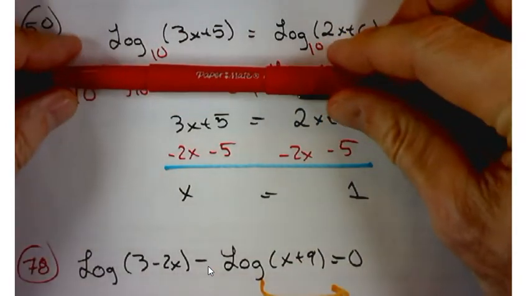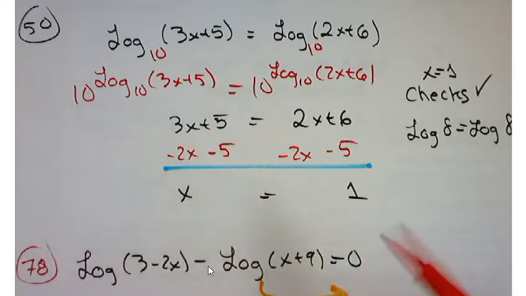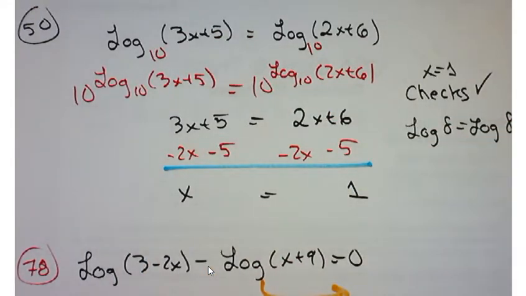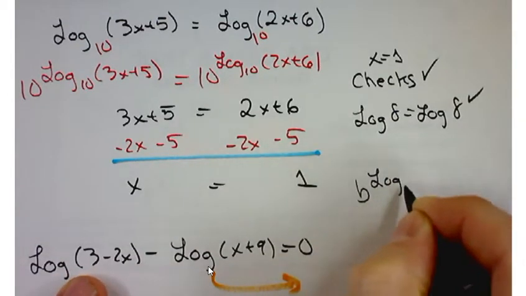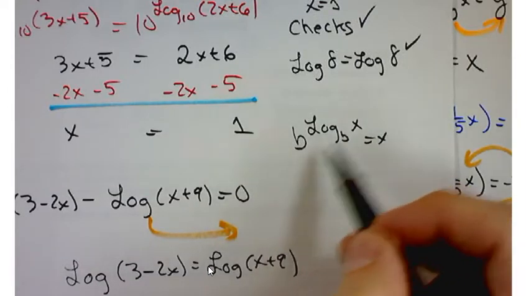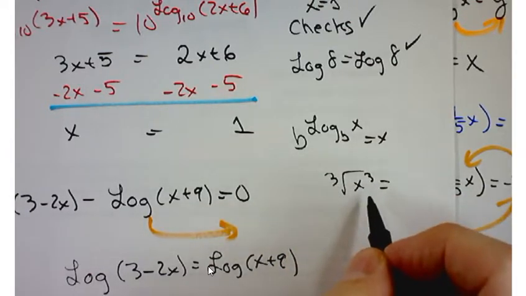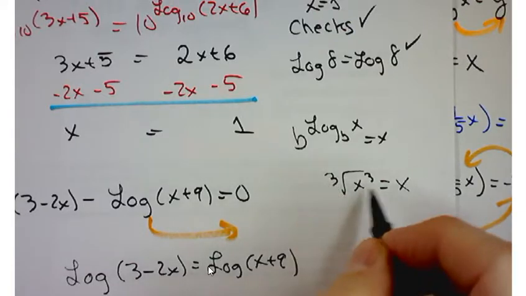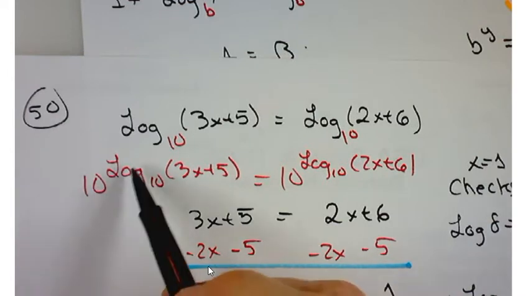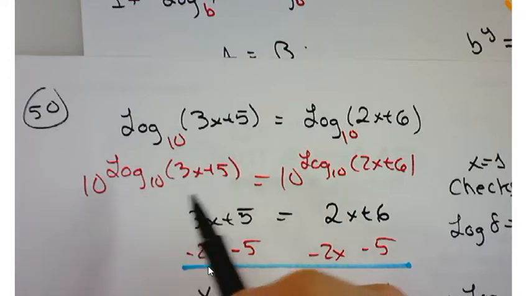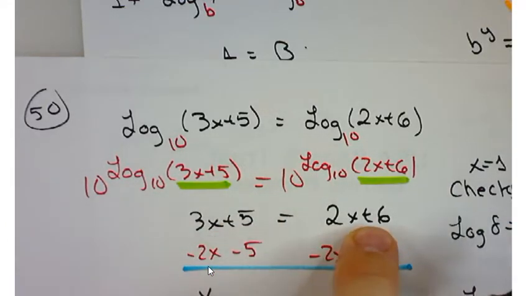So that's the missing step. You don't have to show that. You can just jump right here to here. These two operations cancel each other out. The property that I'm using is this one: b to the log base b of x equals x. These two operations cancel each other out. This is the equivalent of taking the cube root of x cubed. These operations are opposite operations. They're inverse functions. So when you do that, they just cancel each other out and you get back to where you started. And that's what's happening here. This operation, 10 to the power, and log base 10 are opposite operations. So what pops out of it is this and this: 3x plus 5 and 2x plus 6. Yes?